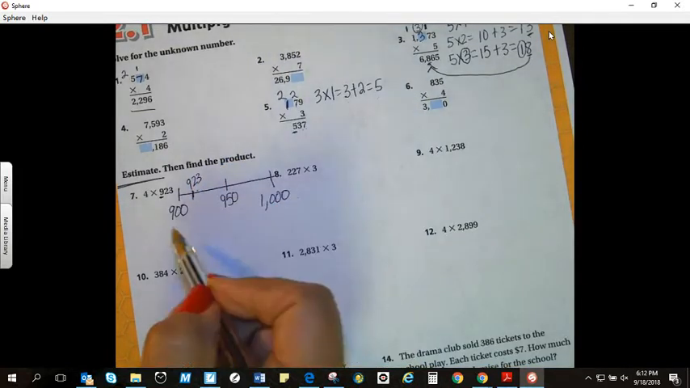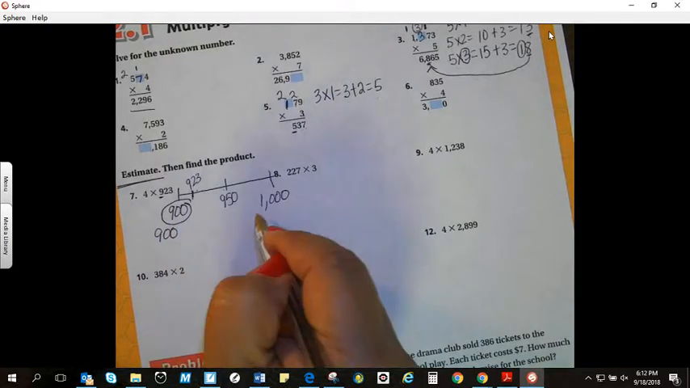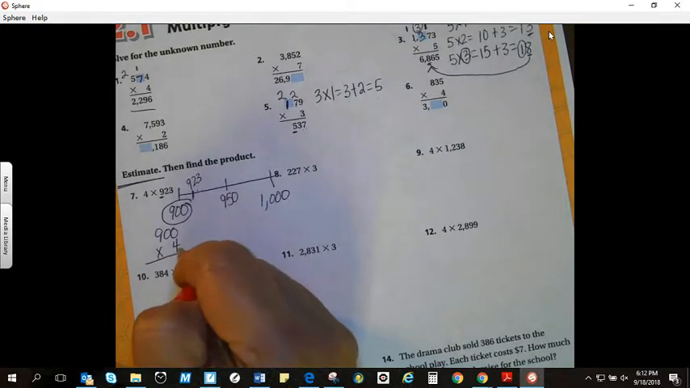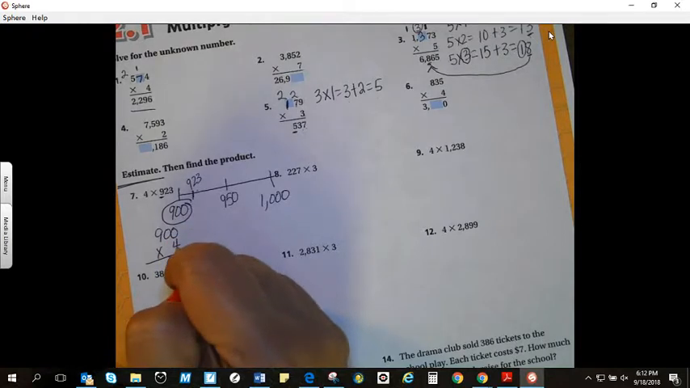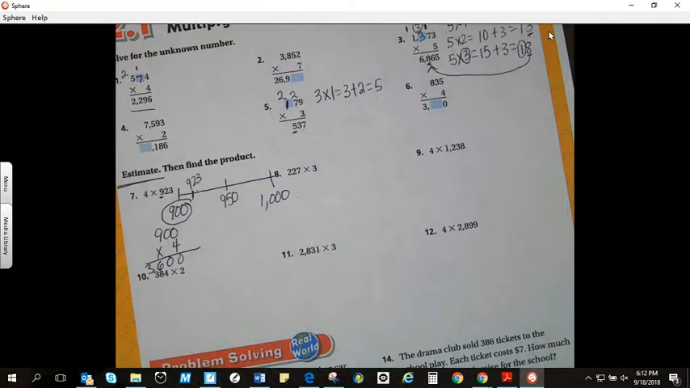So this is going to be closest to 900. I can do this horizontally or vertically. So 900 times 4. 4 times 0 is 0. 4 times 0 is 0. 4 times 9 is 36. And so my answer is 3,600.